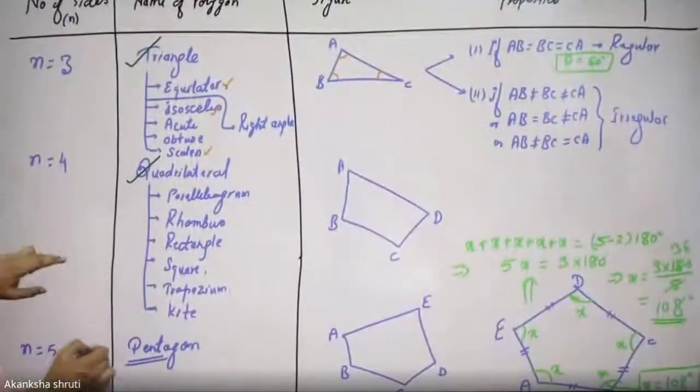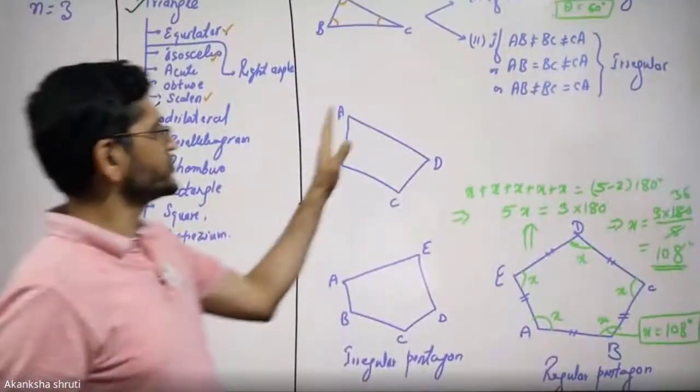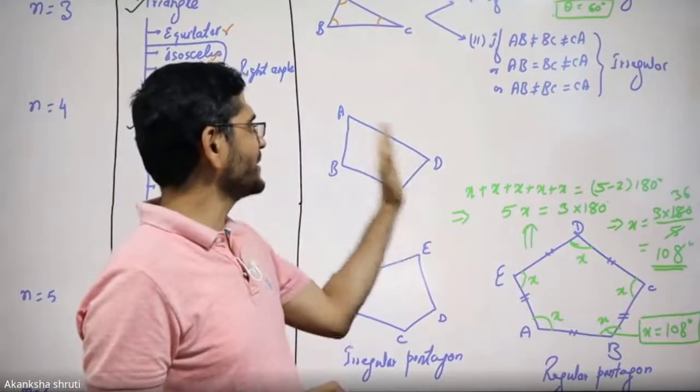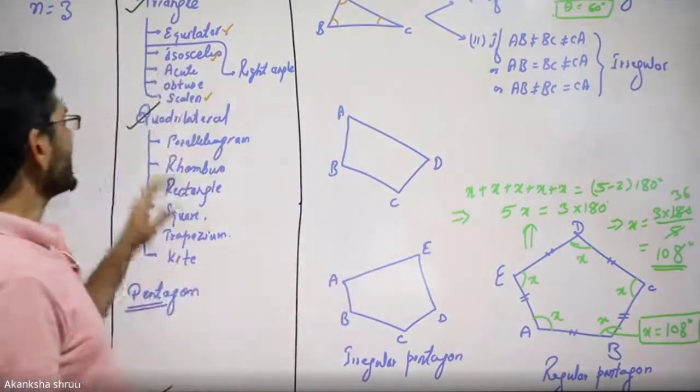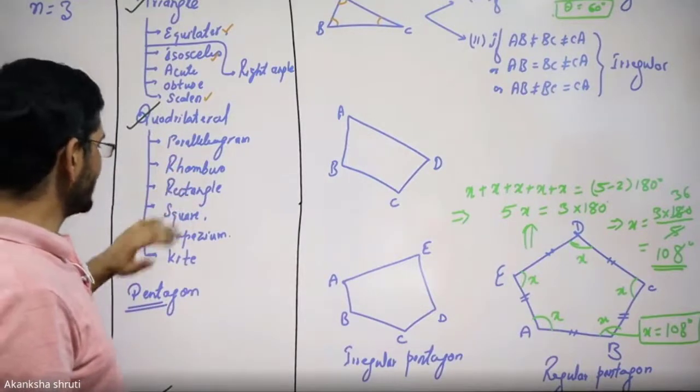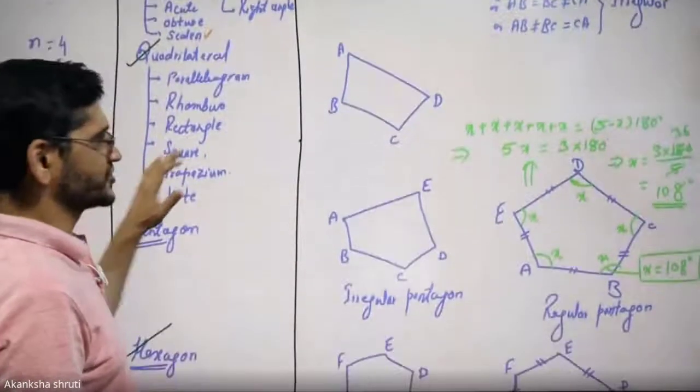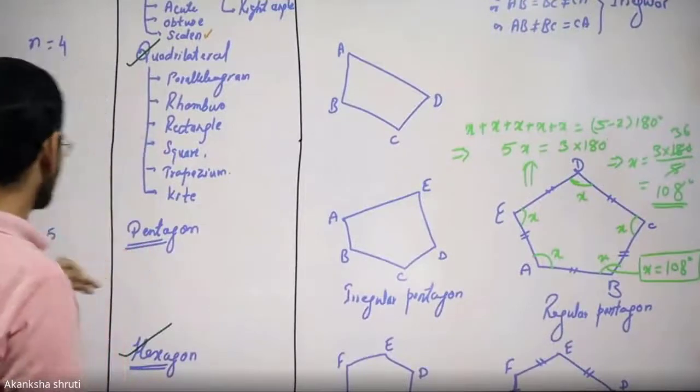Similarly, for the quadrilateral, the area bounded by 4 line segments, or a polygon with 4 sides, it can be a parallelogram, rhombus, rectangle, square, trapezium, or kite. This thing we will learn in more detail even today.